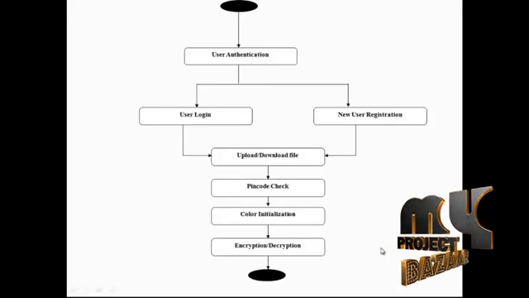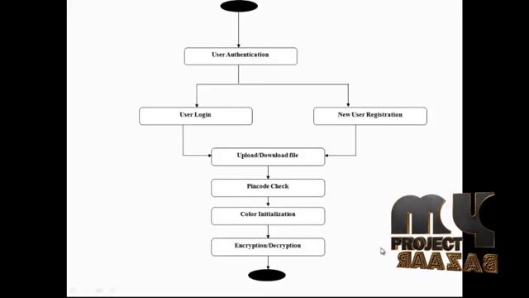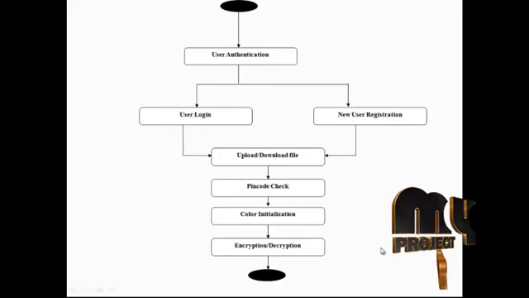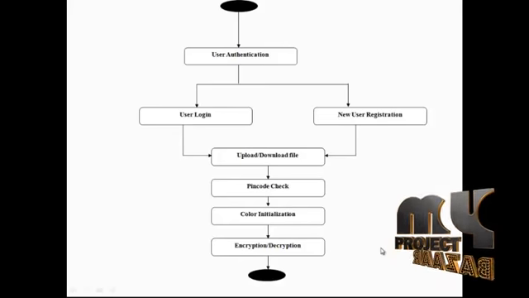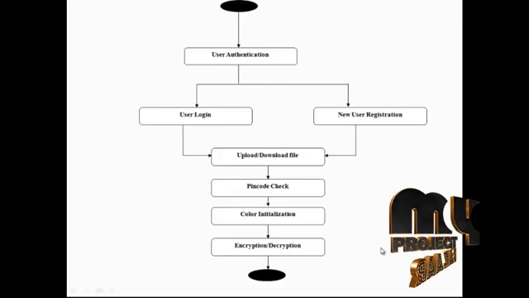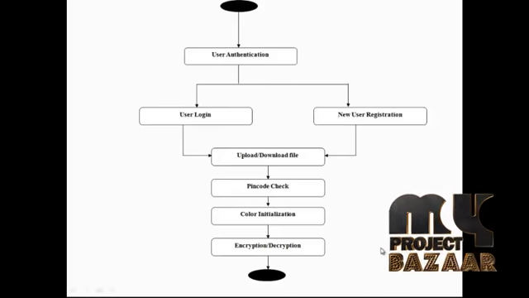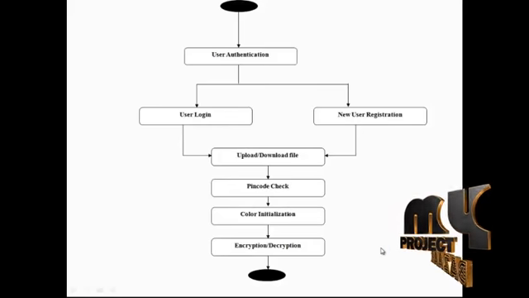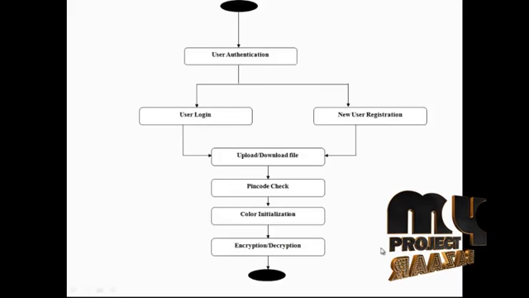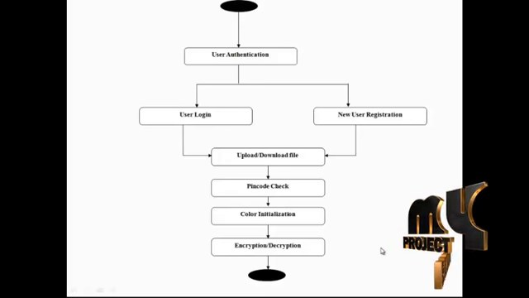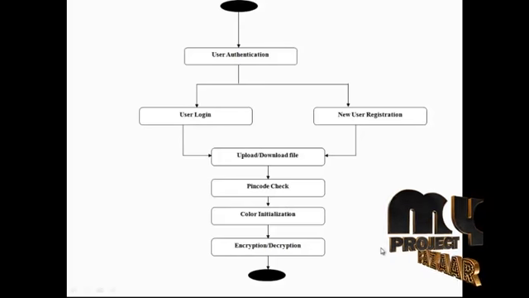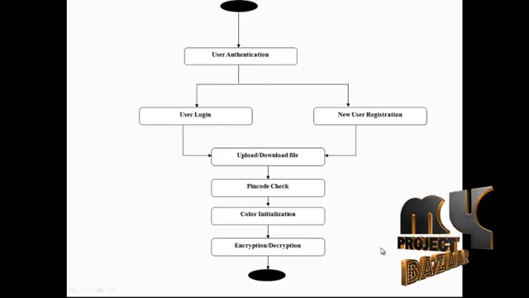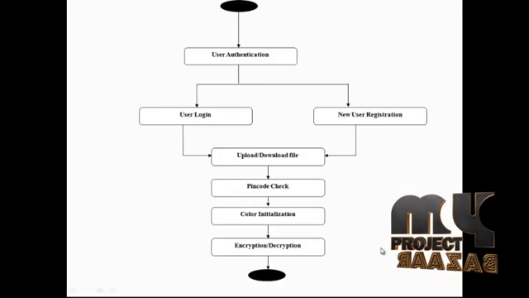Then the pin code check. Here the pin code is a 4-digit number, which should be memorized by the user. Whenever the user wants to upload or download a file, he should enter the pin number correctly, which was already entered during the registration form. Then next the color initialization process. Here the color should be decided by the user. Once registered with the system, the user should enter this color during the downloading process.